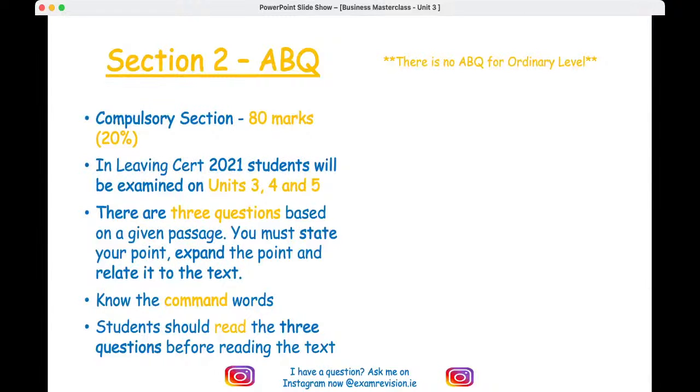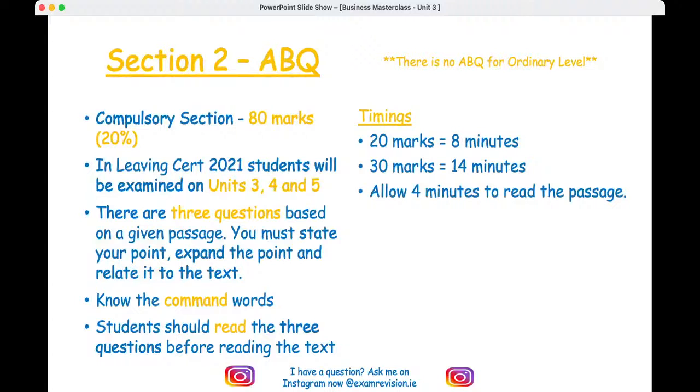Timing: for the 20 marker, you're looking at about 8 minutes. For the 30 markers, you're looking at 14 minutes, and then 4 minutes to read the passage. But again, your timings are unique to each person because everyone is slightly different. Maybe some people do the short questions quite quickly. Some will take their time and be a little bit slower. But that's okay, because they're worth the same percentage. They're both worth 80 marks.